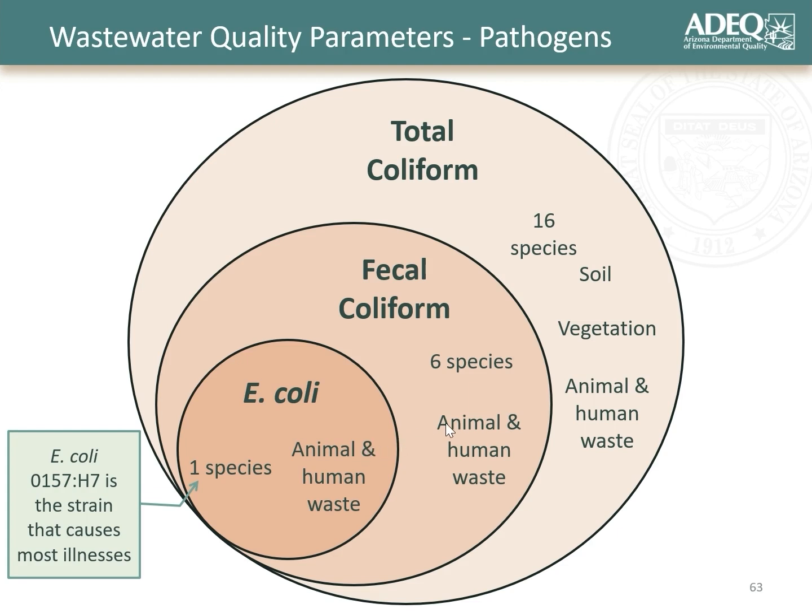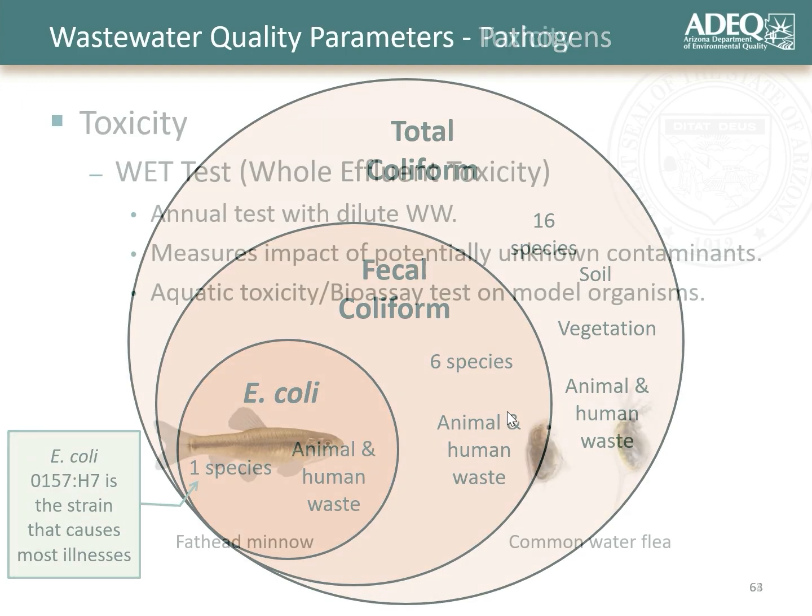Now, there's another indicator called fecal coliform, which includes E. coli plus six other species that are also in animal and human waste. So it's a bit bigger picture in terms of organisms. And some wastewater treatment plants will have that as their discharge limit for ensuring that they remove pathogens. Now, there's also another, larger group called total coliform, which includes 16 species, which are also those found in soil and vegetation. Once again, just a different indicator, but ultimately looking to identify that to remove pathogens.